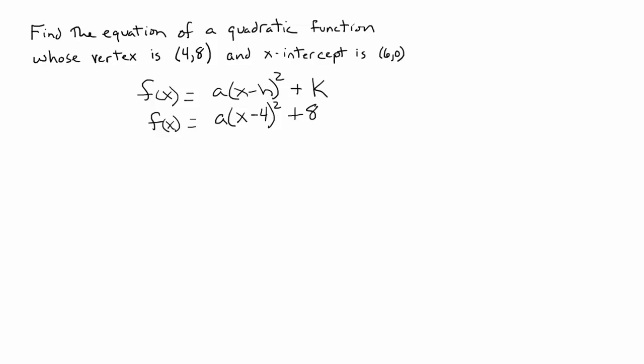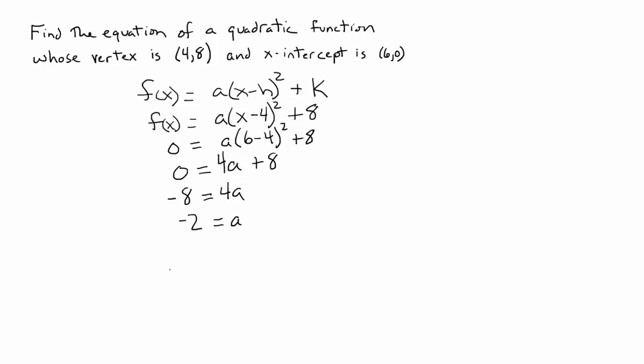And now they also gave us a point. So we have x and f of x. We know when x is 6, f of x is 0. So we have 0 is equal to a times 6 minus 4 squared plus 8. And now the only thing we have to do is solve for a, and we will have our equation. So on the left side, we don't have any work right now. And then we have a times 6 minus 4 is 2. 2 squared is 4. So 4a plus 8. And we're going to subtract 8 from both sides and divide by 4. And we get a is equal to negative 2.